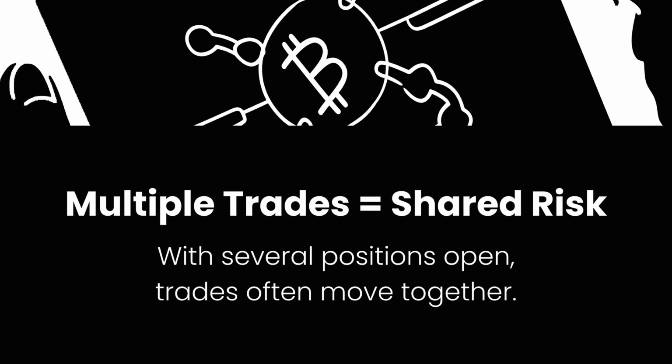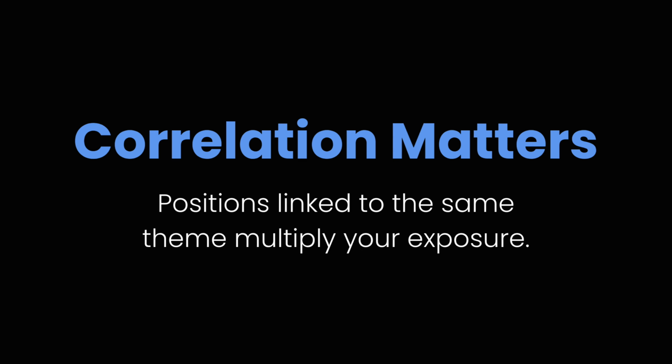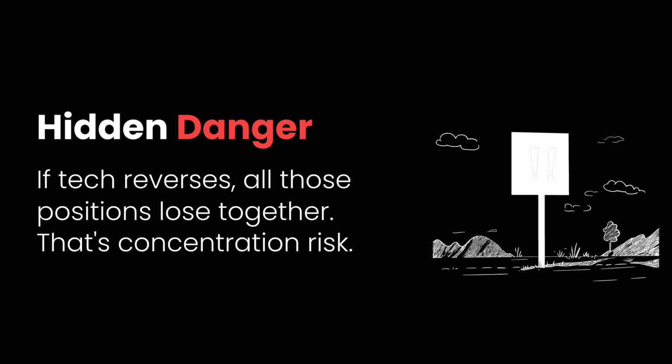When you have multiple positions open at once, you're not just dealing with individual trades, you're dealing with overlap. Correlation matters. If you're long several tech stocks and you also add a bearish or neutral setup in the same theme, you're still doubling down on one sector. If tech suddenly reverses, all of those positions feel the impact together. That kind of concentration is dangerous.